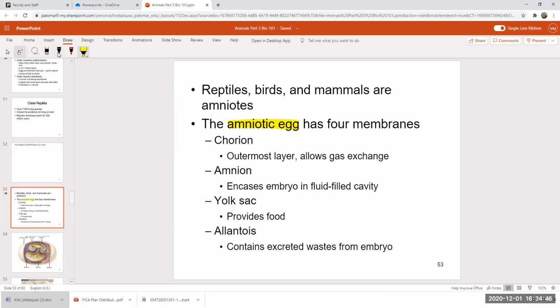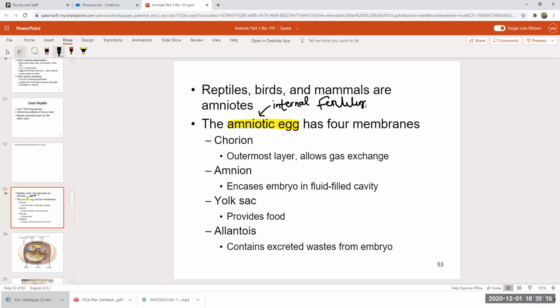So this is the first time that animals are going to have internal fertilization, which means male genitalia to carry out that internal fertilization. In fact, some snakes have two penises. And if you have a snake, you might have seen that before.